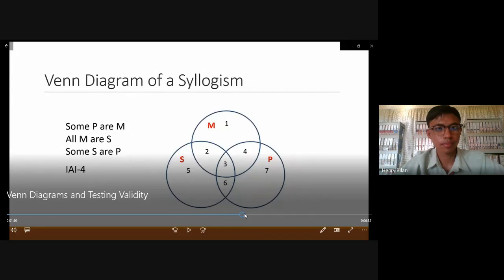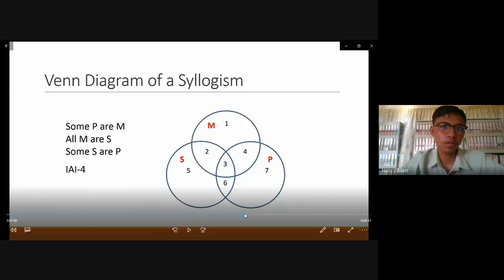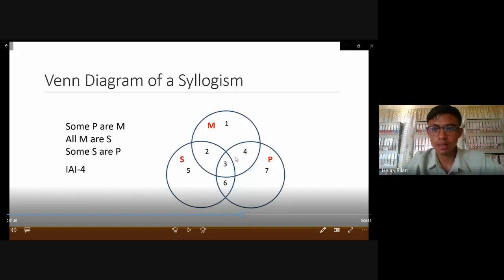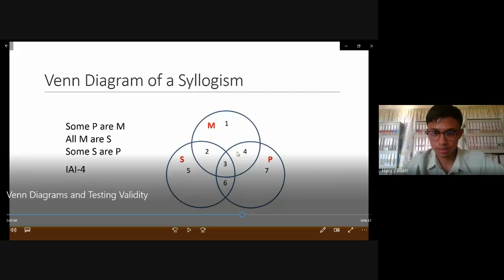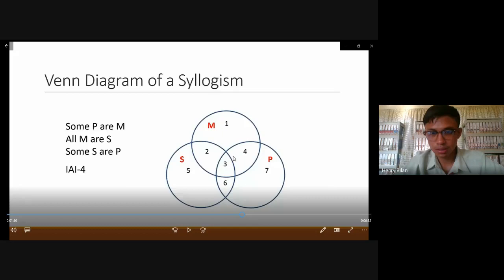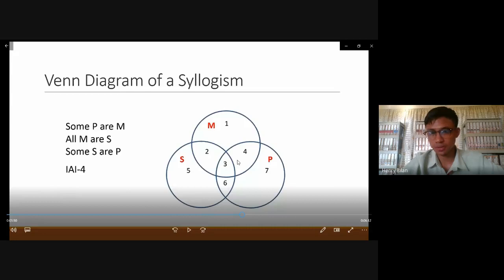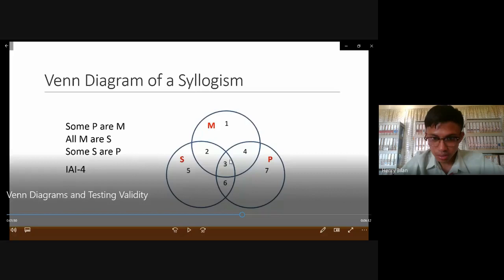So another example, some P are M, all M are S, some S are P. So some P are M, so it is between P and M. If it is I, we use X. At sabi natin, kapag I, sa gitna ng kanilang intersection, kasi kapag O, sa labas. So ibig sabihin, we're going to put X dito sa intersection ng 1 and 7. Ibig sabihin dito sa 4. But are we sure that it is 4? Hindi dito sa linya, hindi dito sa between 3 and 4.